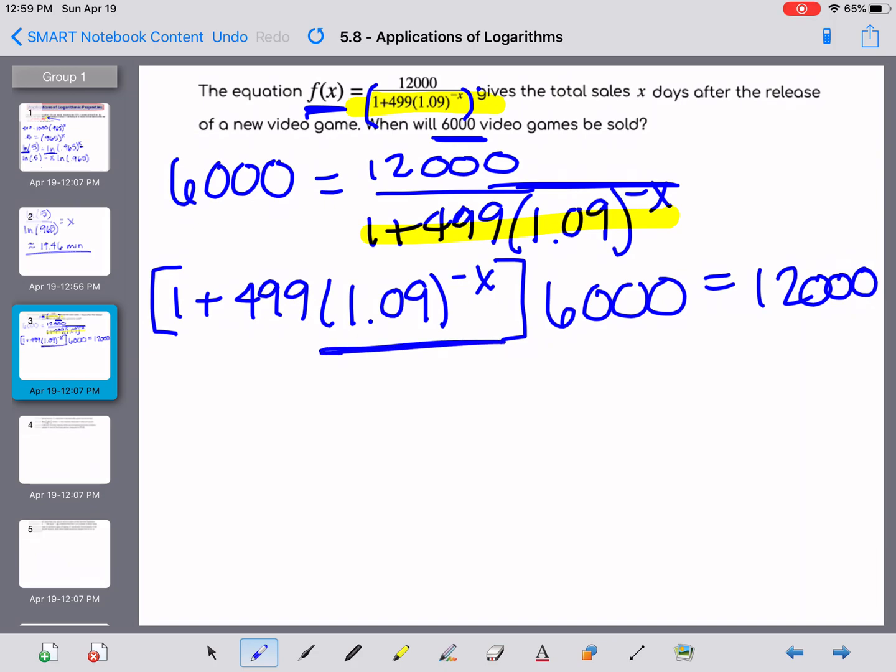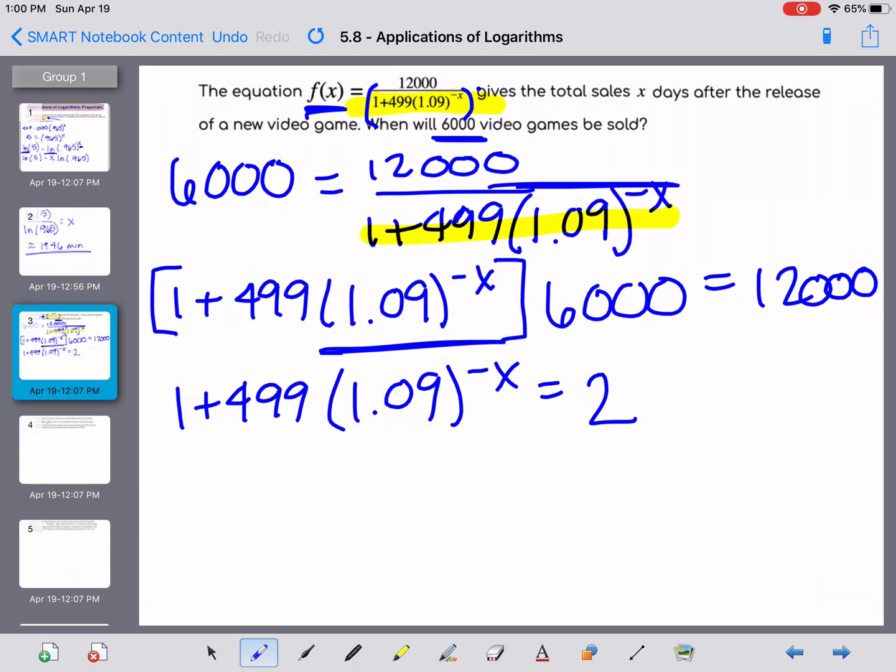Now I just go through the process of getting x isolated, or the exponential value of this part. So I divide by 6,000. Now I'm left with 499 times 1.09 to the negative x equals 2. Okay, subtract 1, and then divide by 499. I'm going to keep this as a fraction just because it's not nice, and I'm not going to round for that. So 1.09 to the negative x equals 1 over 499.